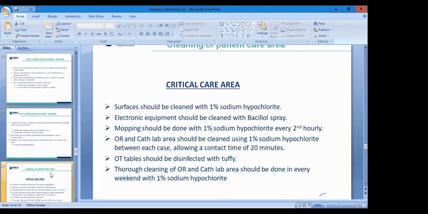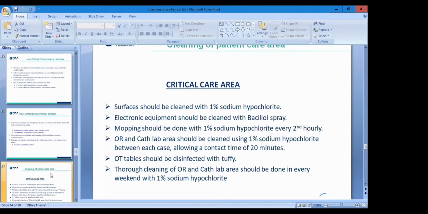Mopping is done with 1% hypochlorite solution, as I told, every 2 hourly. The OR and cath labs, they should be cleaned with 1% hypochlorite solution between each case, allowing a contact of 20 minutes. Why is the contact time of 20 minutes there? Because the microorganisms, if they come in contact with 1% hypochlorite solution, they usually get killed.